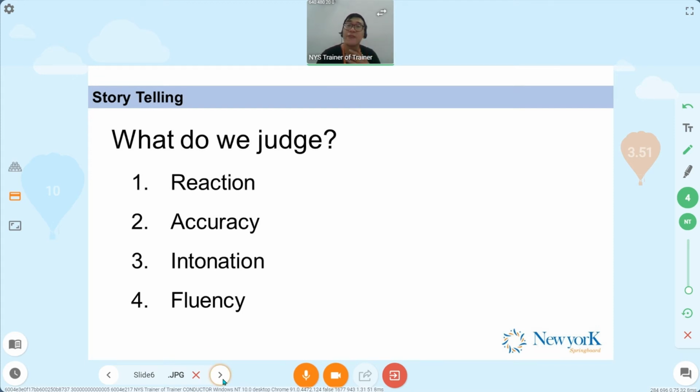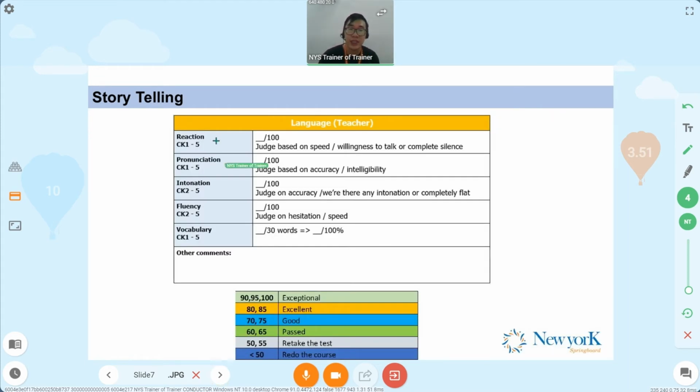Now let's have a look at the scoring sheet. In the scoring sheet, you're gonna be having the 5 different criteria. The last one being the first part of the test, vocabulary. And then the next 4 are gonna be scored based on storytelling. And how are they going to be scored?